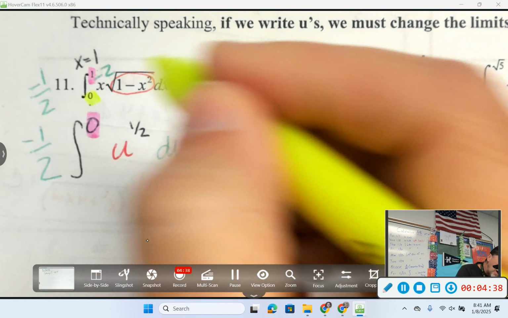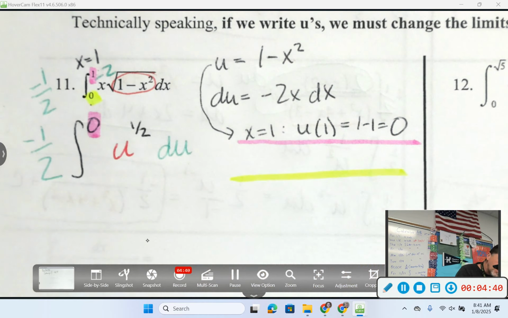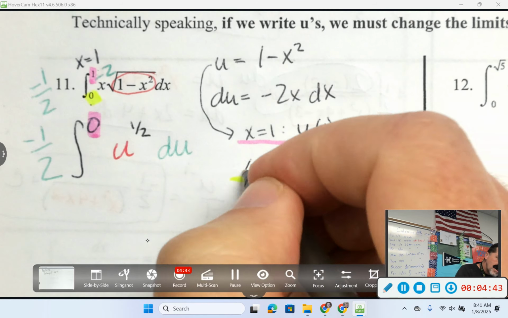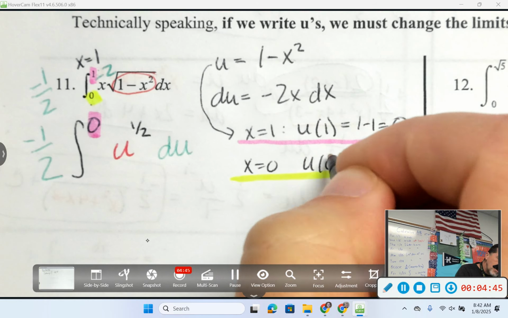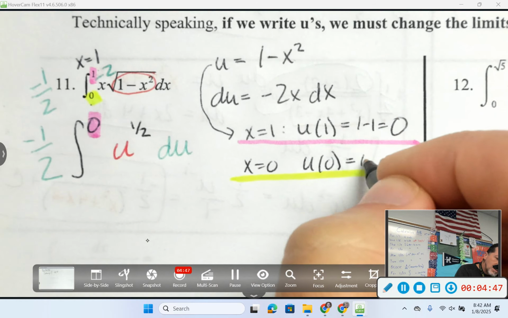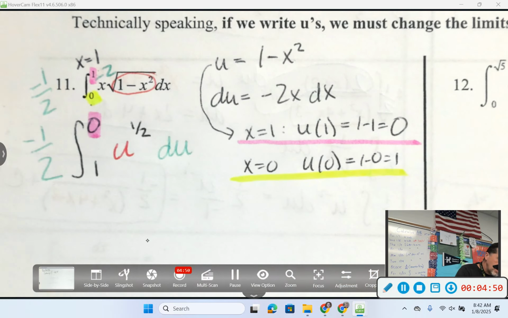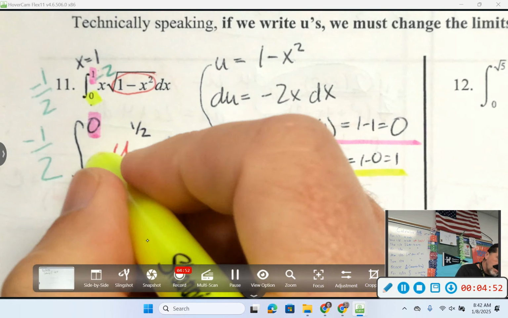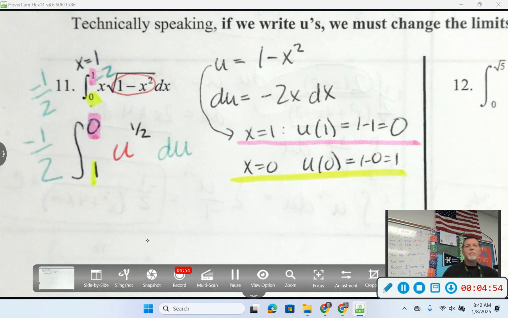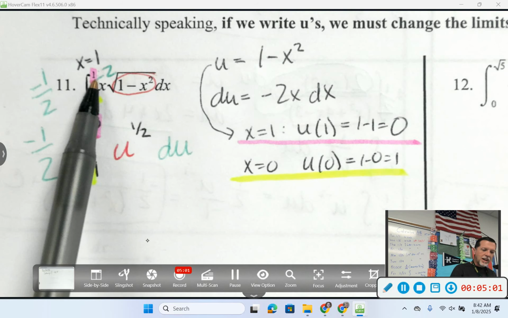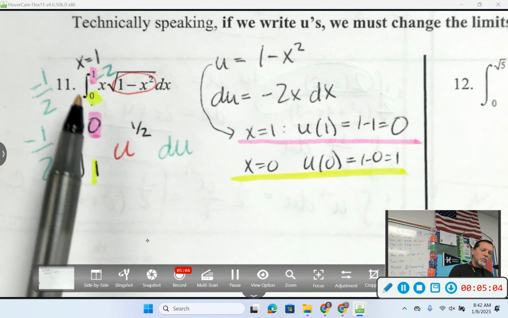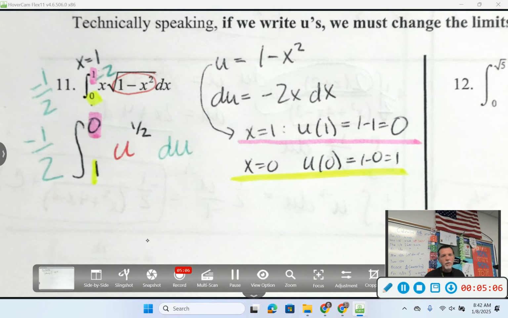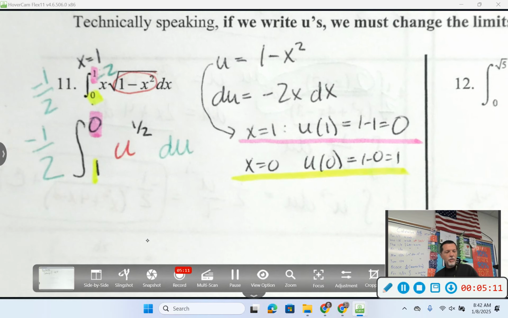All right, how about my bottom limit? If x equals 0, what does u equal? 1. Yep. Okay, that maybe looks weird. It looks like they just traded places. That doesn't often happen. That's just a fluke that it looks like they swapped. We plugged in x equals 1, we got u equals 0. We plugged in x equals 0, we got u equals 1. So now we've changed this entire problem from an x thing to a u thing.